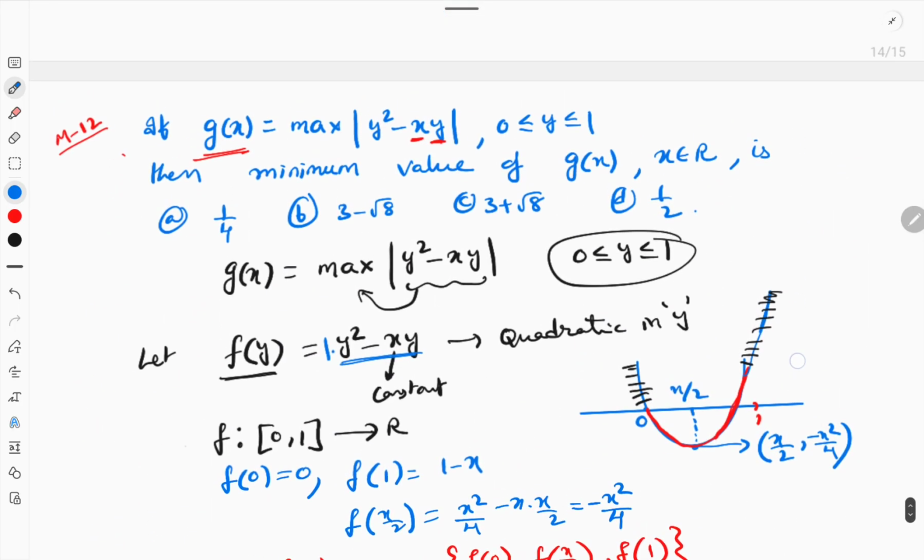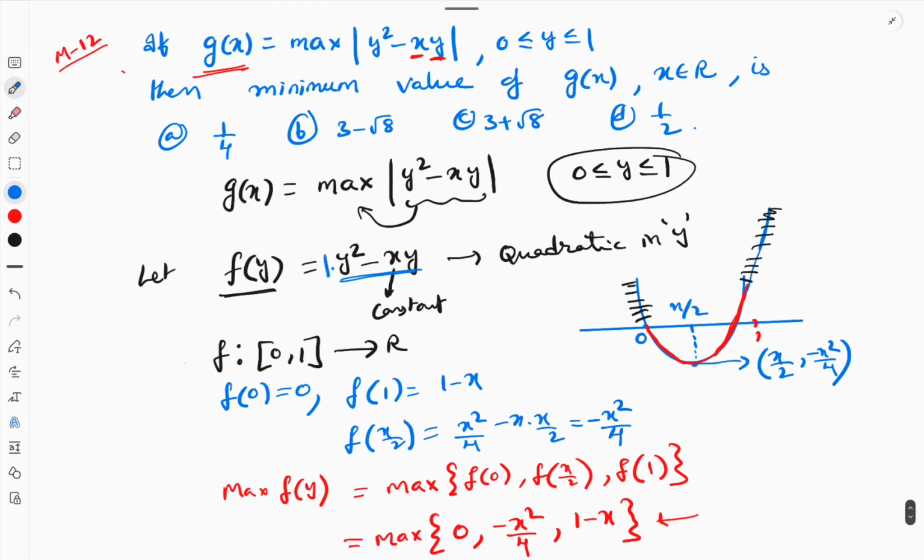When you look at this question, the very important thing is that we have to sort out the variables one by one. First we focused on y, and then the minimum or maximum value of that expression in y, we got in terms of x, and then we substituted in g of x. There is a high chance such models involving two variables may come in JEE Advanced 2025 or 2026.